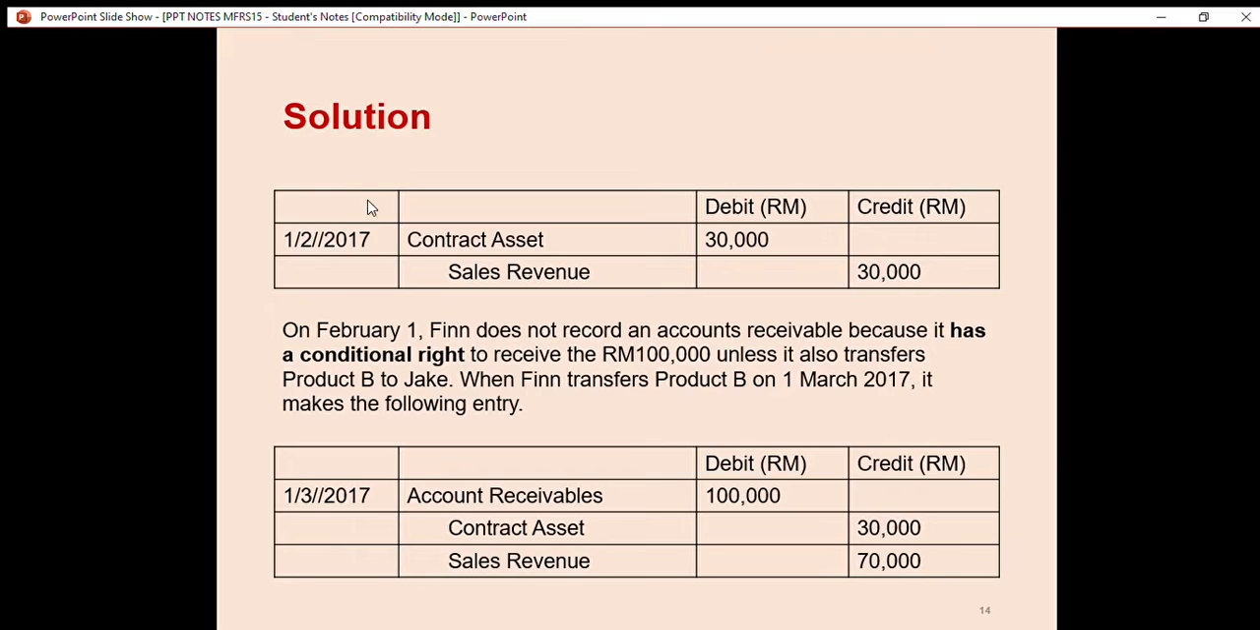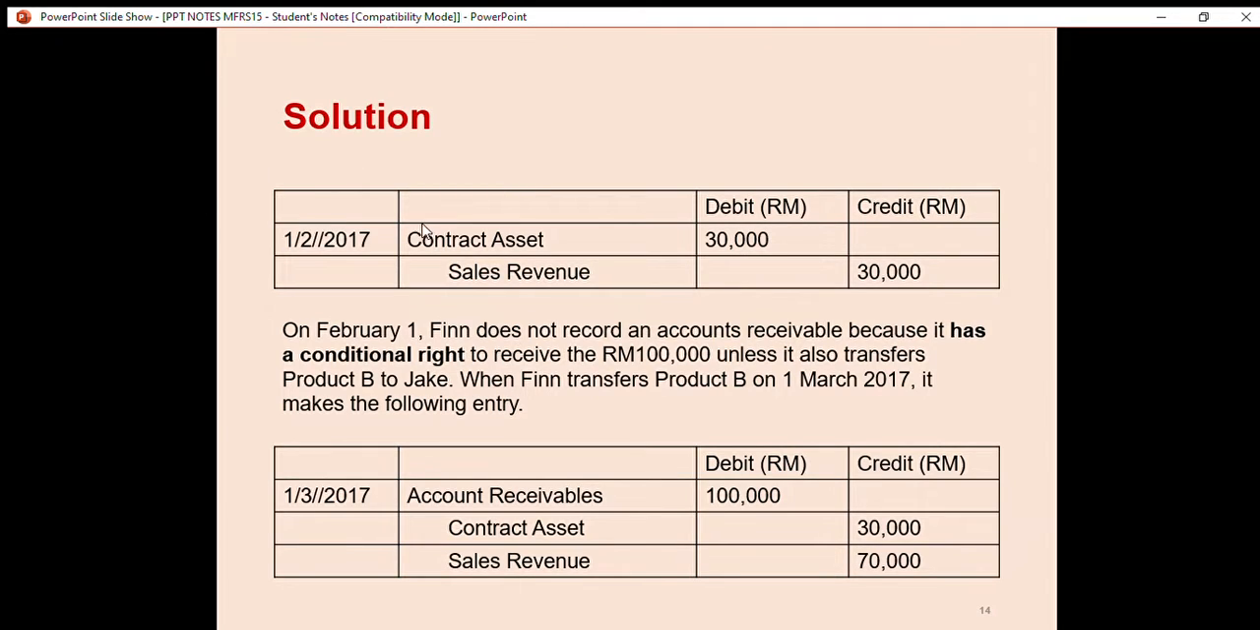So on 1st February 2017, the seller will debit contract asset 30,000 and credit sales revenue 30,000. Here the seller debits contract asset. Why contract asset, not account receivable? That's because the seller has conditional rights to receive payment. The seller has conditional rights to receive payment of 100,000 from its customer because it has another performance obligation to be satisfied, that is to deliver product B to the customer.